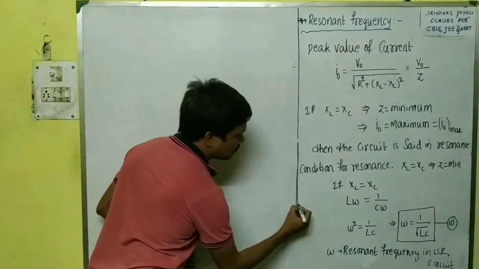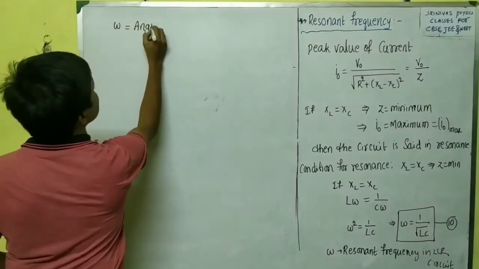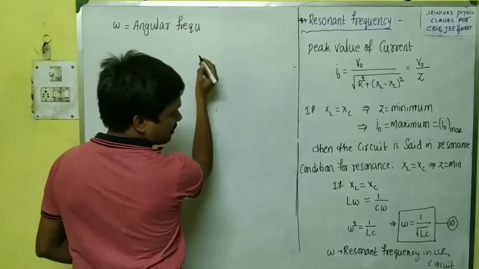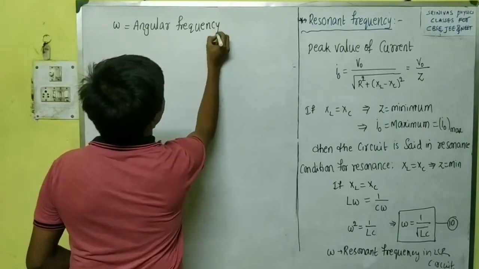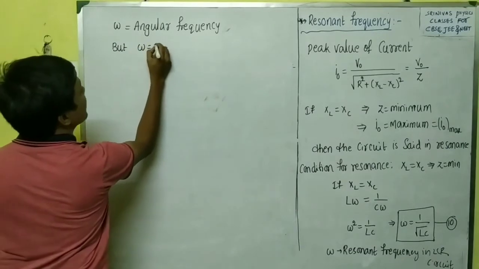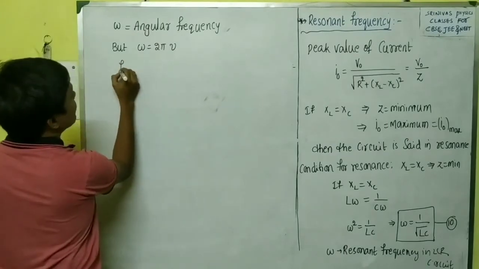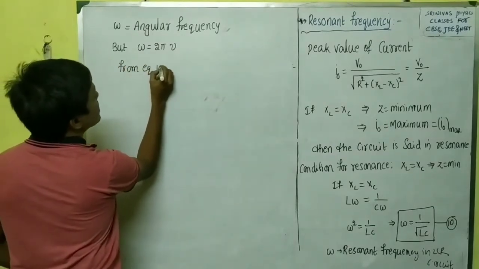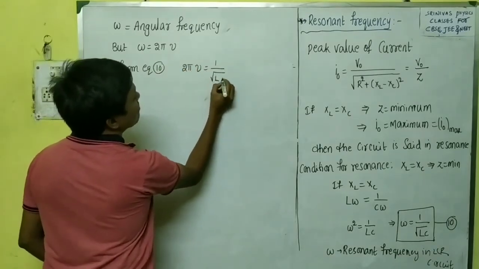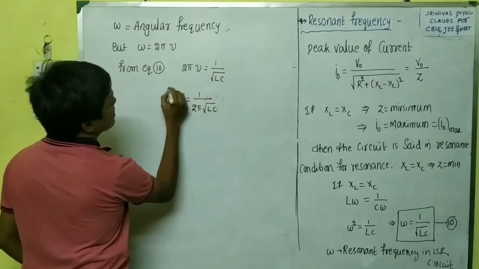Here we got the angular frequency. Omega is the angular frequency, right? But omega we write as 2 pi nu, where nu is the general frequency. From equation 10, 2 pi nu is equal to 1 by root LC. We write nu as 1 by 2 pi root LC. This is the general frequency, right?